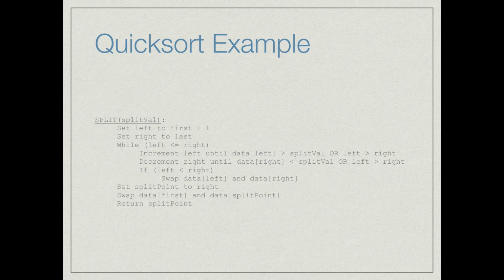So determining the split, looking at the values to the left of the split point and to the right of the split point, assuming that you're down to your pairs. If left is less than right, that should be if left is greater than right, then you swap data left and right. Set your split point to the new value and keep going.